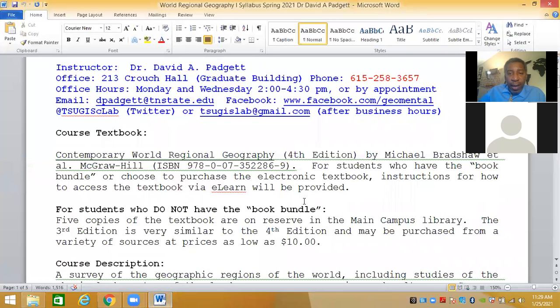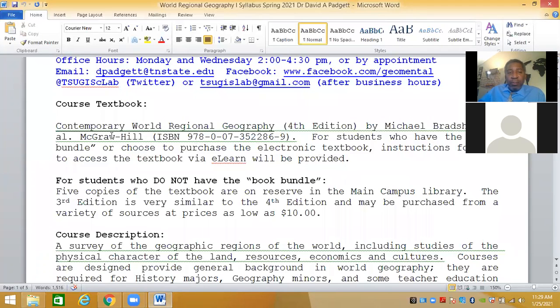If you don't want to do that, then the textbook is Contemporary World Regional Geography, 4th edition by Michael Bradshaw and others. There's the ISBN number. So you can go online, search by the book title or the ISBN number, and you can find a number of secondhand dealers or the TSU bookstore. And you can probably get this book in hard copy or in paperback, maybe, if it's there, several ways for a reasonable price. Just be careful.